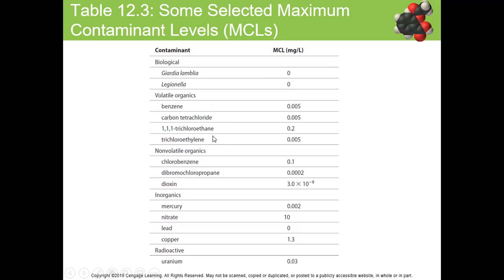Here are some examples of some volatile organics and what would be acceptable, and some non-volatile organics and some inorganics and some radioactives, right? So this is just kind of a quick picture, but if you look at one of the real ones, it would be significantly longer, and they're neat to look at. I mean, I'm a chemist, so I like looking at that kind of stuff. But even if you're not, you can request that or just wait to get yours in the mail.